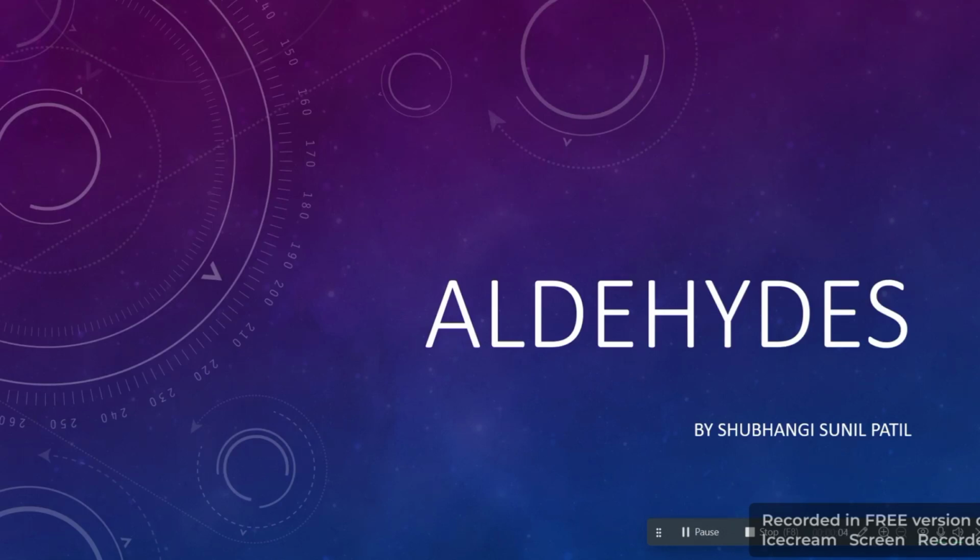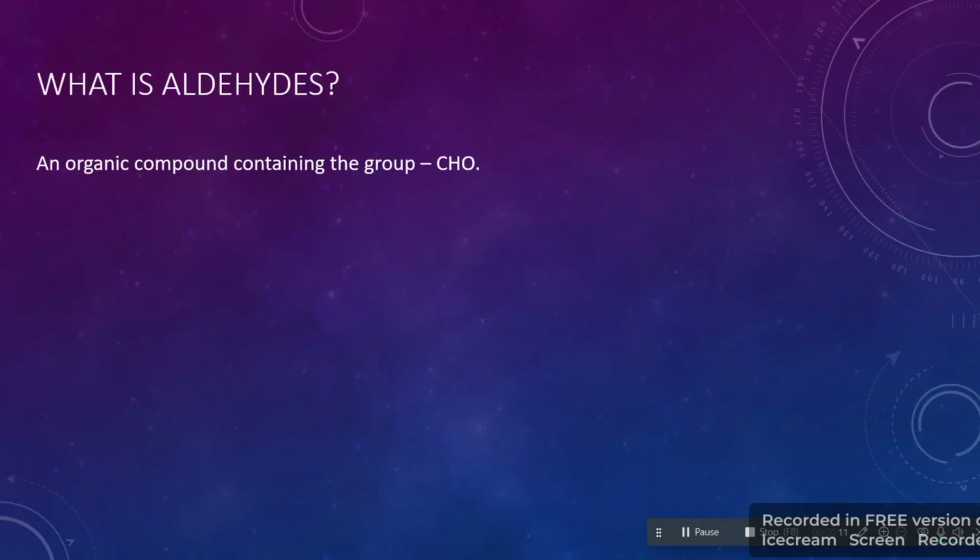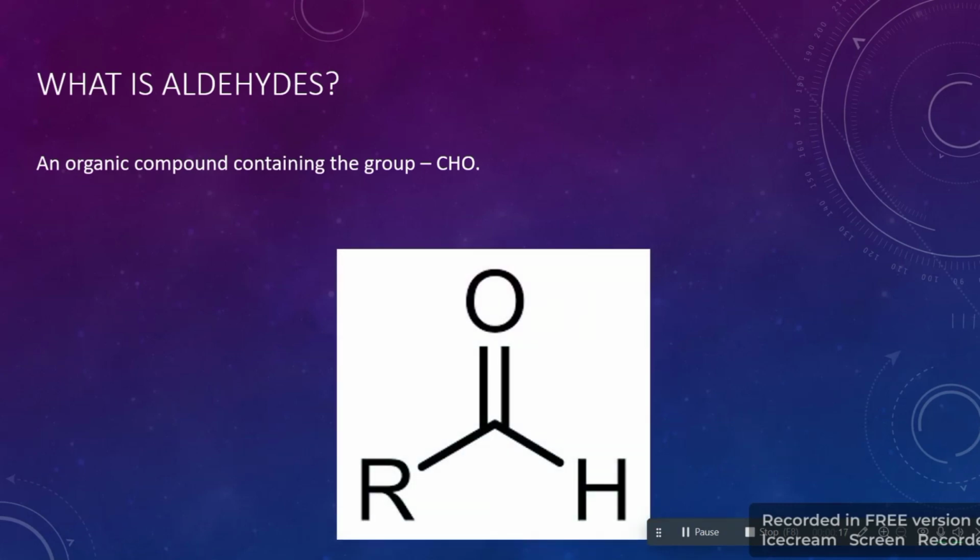Now today we are going to talk about the aldehydes. So let's begin. Now basically, what is an aldehyde? Aldehyde is an organic compound containing the group CHO. Here is the general structure of aldehyde. Here is the R group and here is the CHO group. The R group is any alkyl or aryl group.